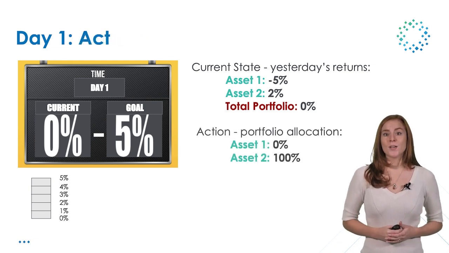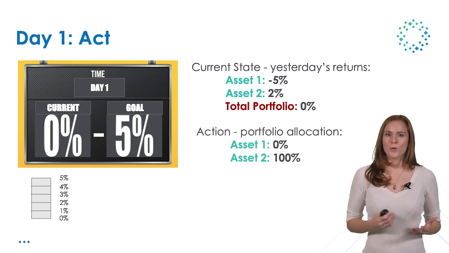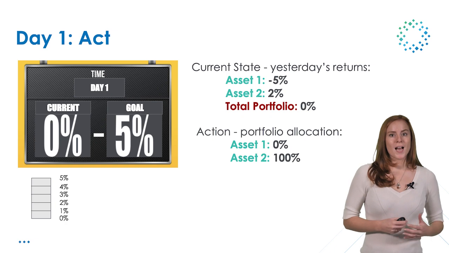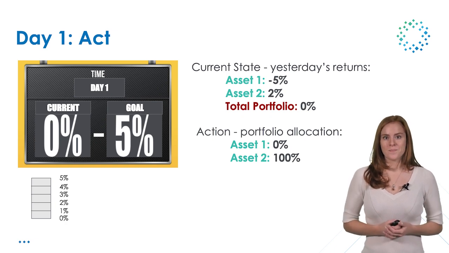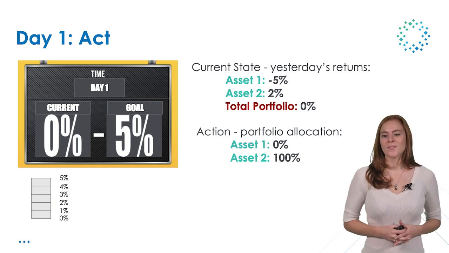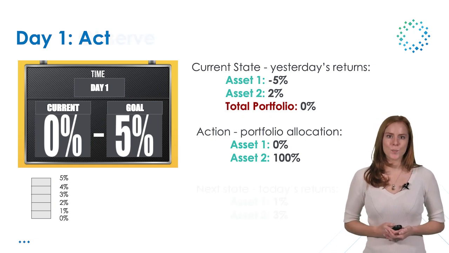Then what we need to do is act and decide on what the portfolio allocation is going to be. Considering yesterday's returns, it would make sense to allocate more to asset 2 because it performed better. So with that being said, we're going to put 0% in asset 1 and 100% in asset 2.